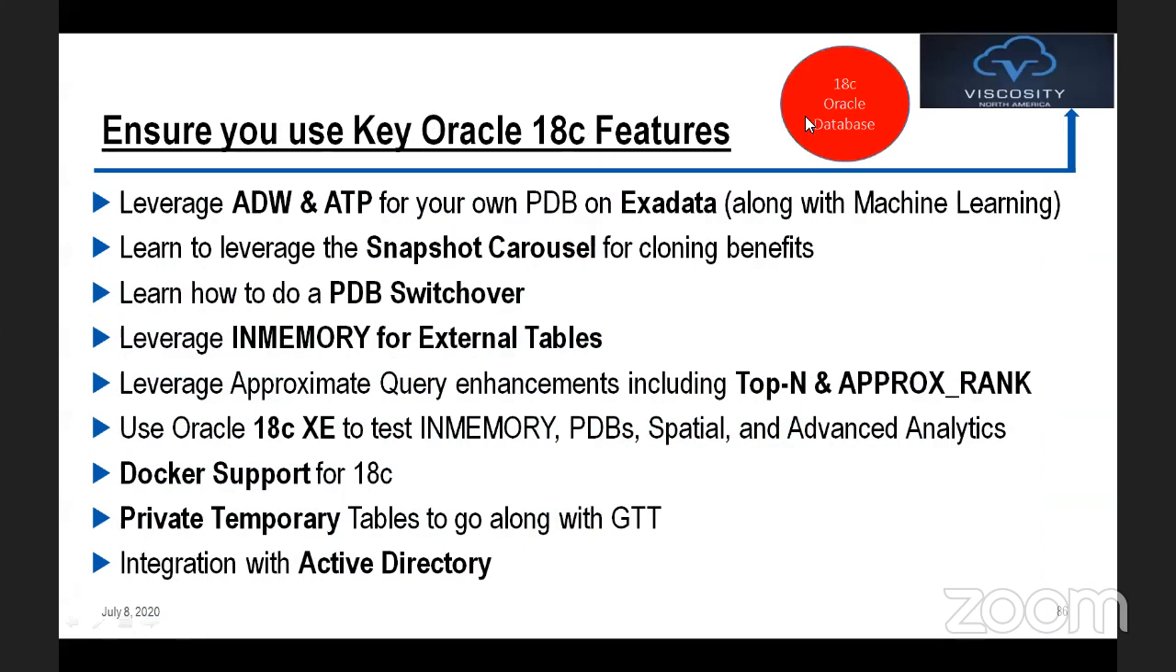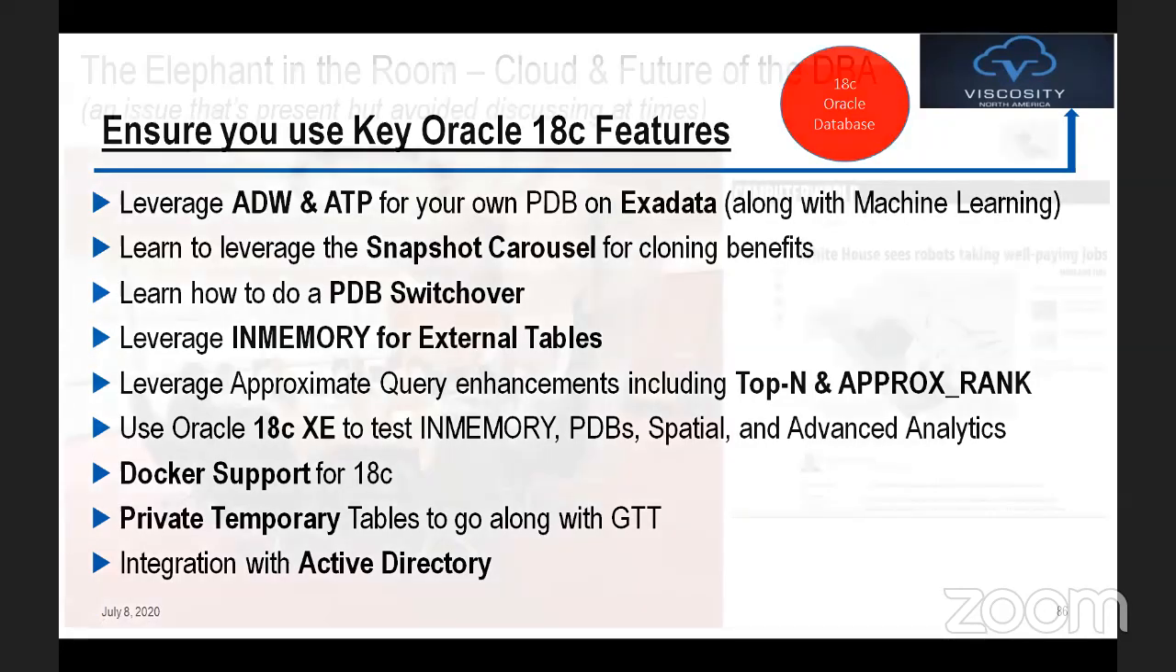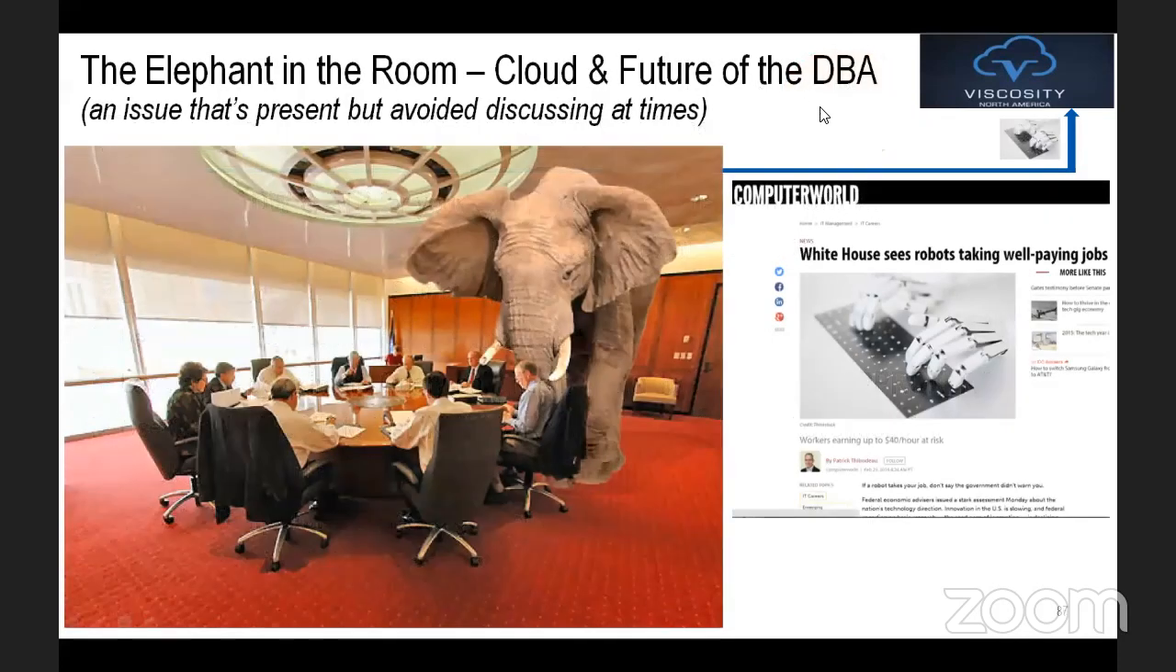So 18C features. Am I using Snapshot Carousel, PDB Switchover, in memory, approximate? Have I put those things in before I go to 19 and leverage them? And have I leveraged the pieces that were there in 12 in addition to that so that I'm ready for 19? The last one that came out with 18, but it really matured in 19, is Autonomous Data Warehouse and Transaction Processing. So as I look to 19, to me, the elephant in the room is the cloud.